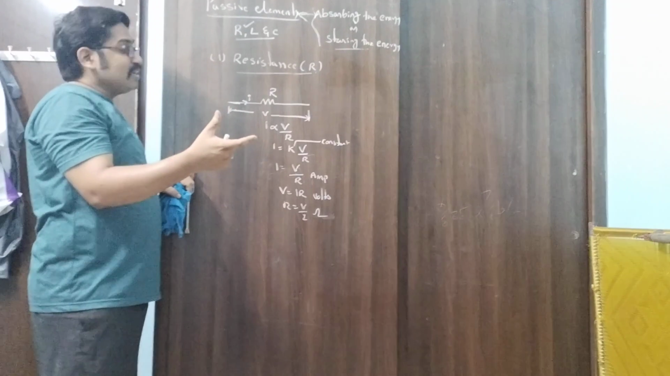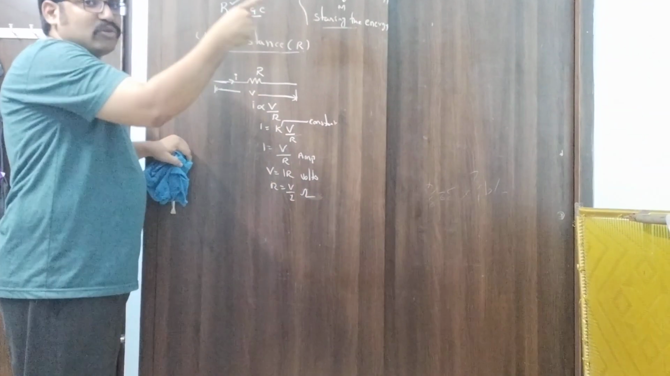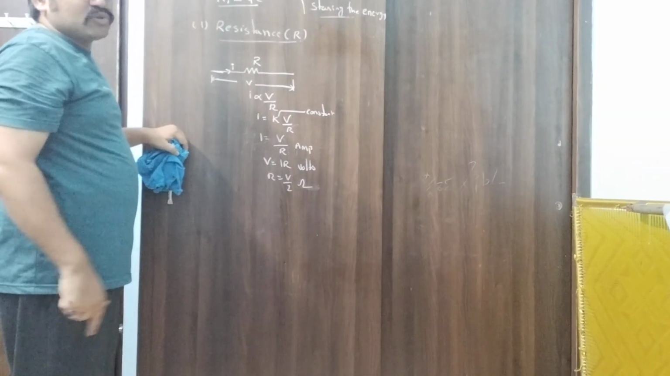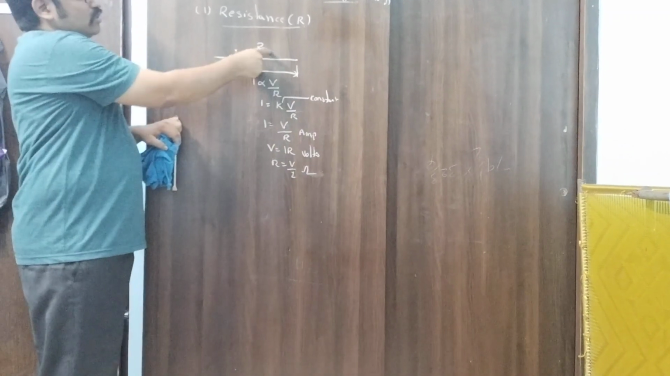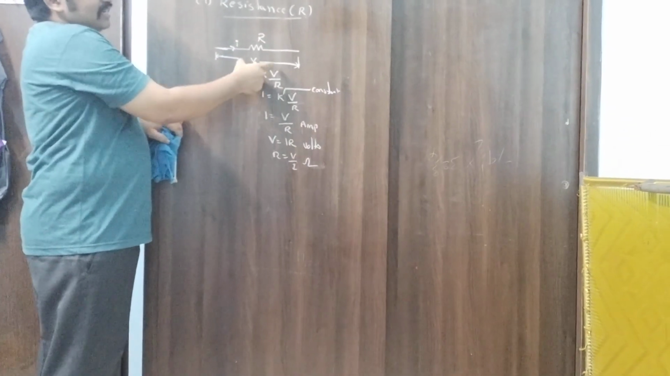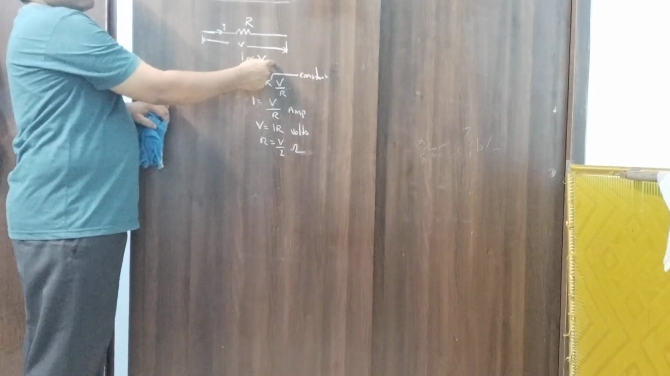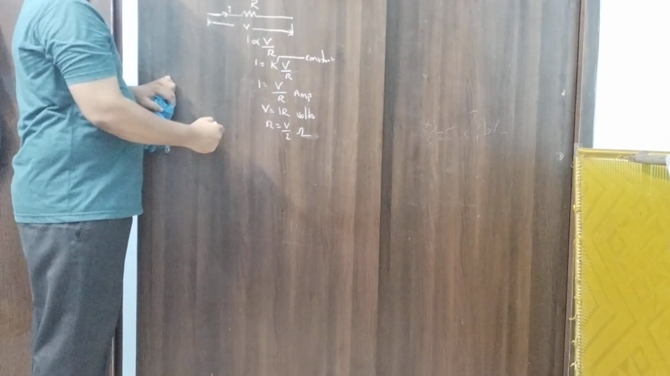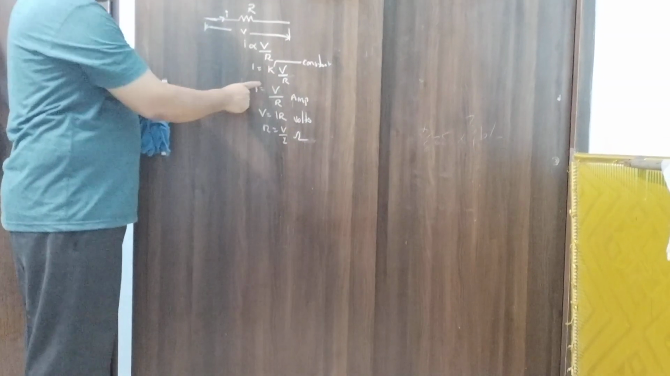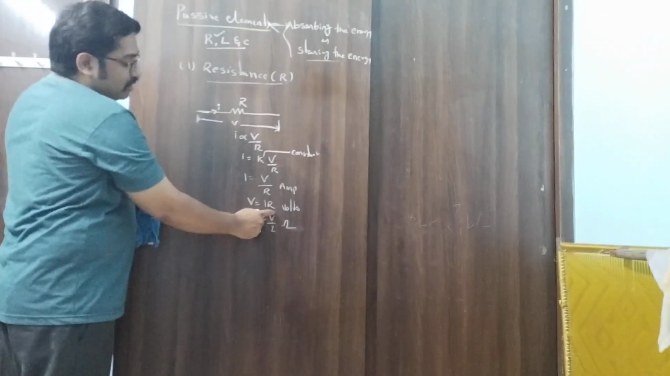Resistance is a passive element which absorbs the energy whenever the current flows through the circuit. If the current flows through the circuit, the current is directly proportional to the potential difference across the circuit and inversely proportional to the resistance R, provided the temperature remains constant. Therefore, I is equal to V by R amperes, V is equal to I into R volts, R is equal to V by I ohms.